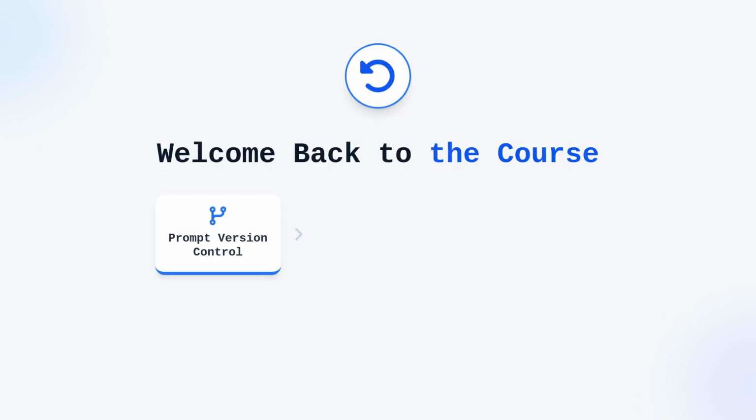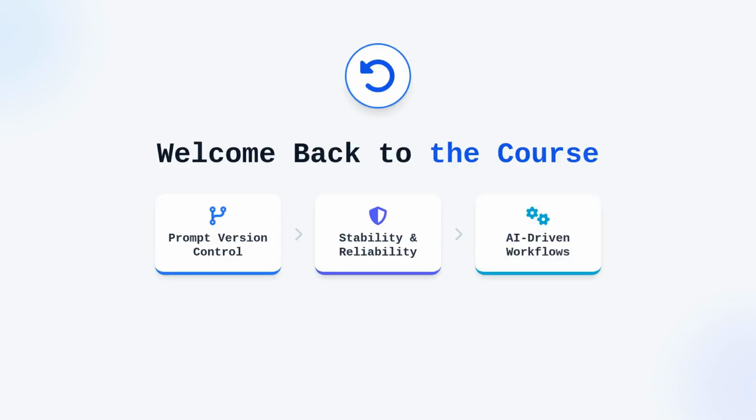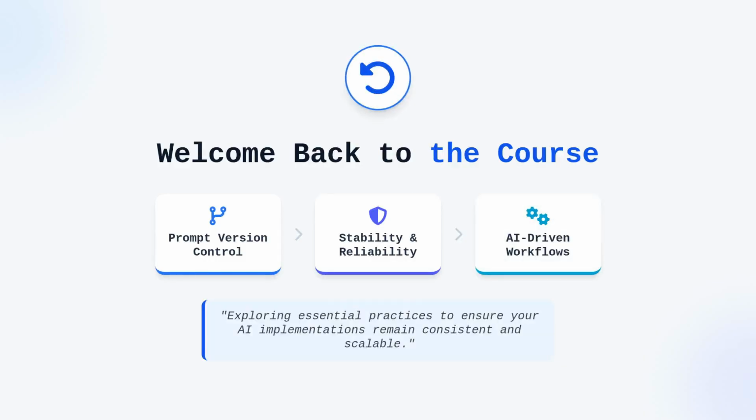In this lesson, we will explore the essential practices of prompt version control to maintain stability and reliability in your AI-driven workflows. Software development has long relied on version control systems like Git to manage the evolution of code, and we must apply that same rigor to our prompt engineering efforts.